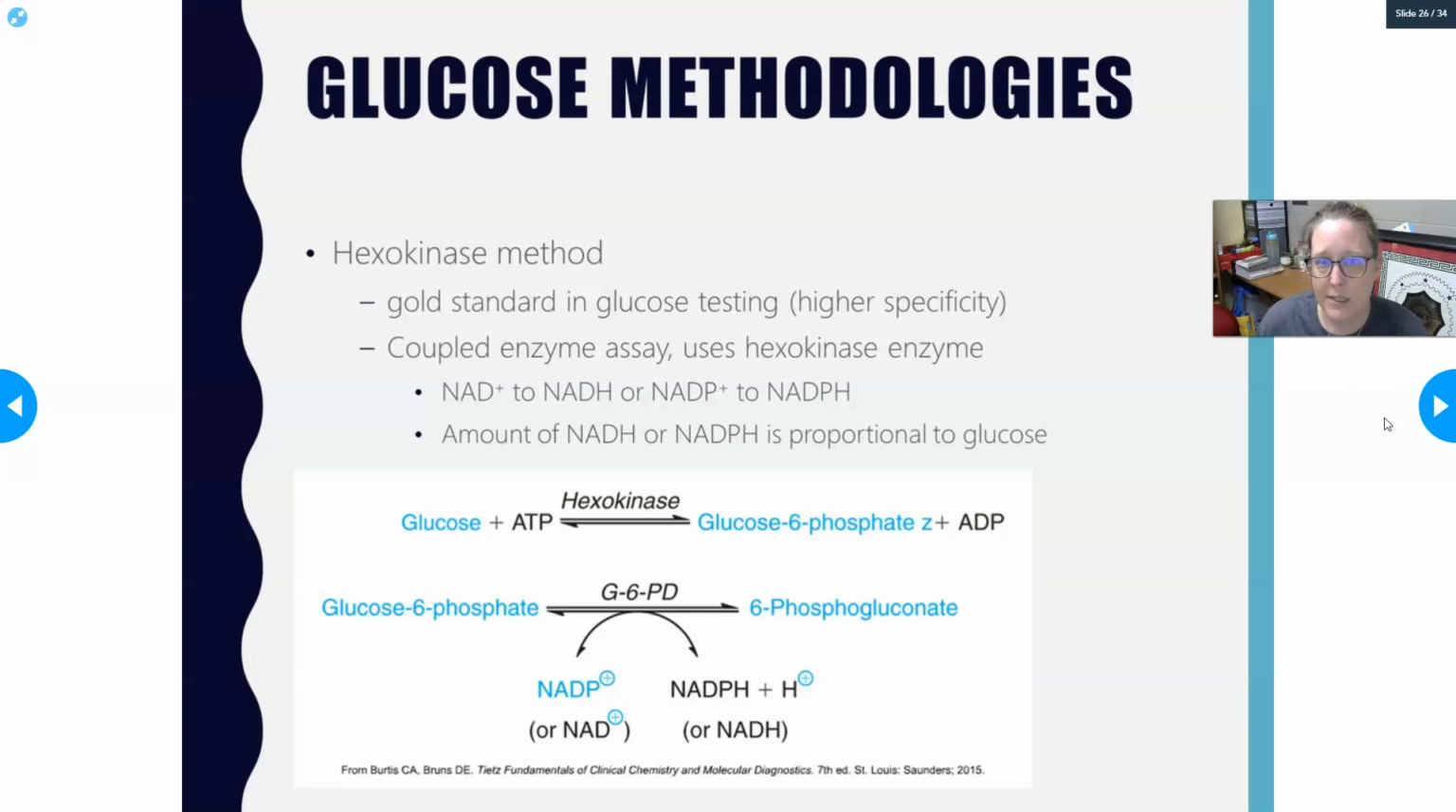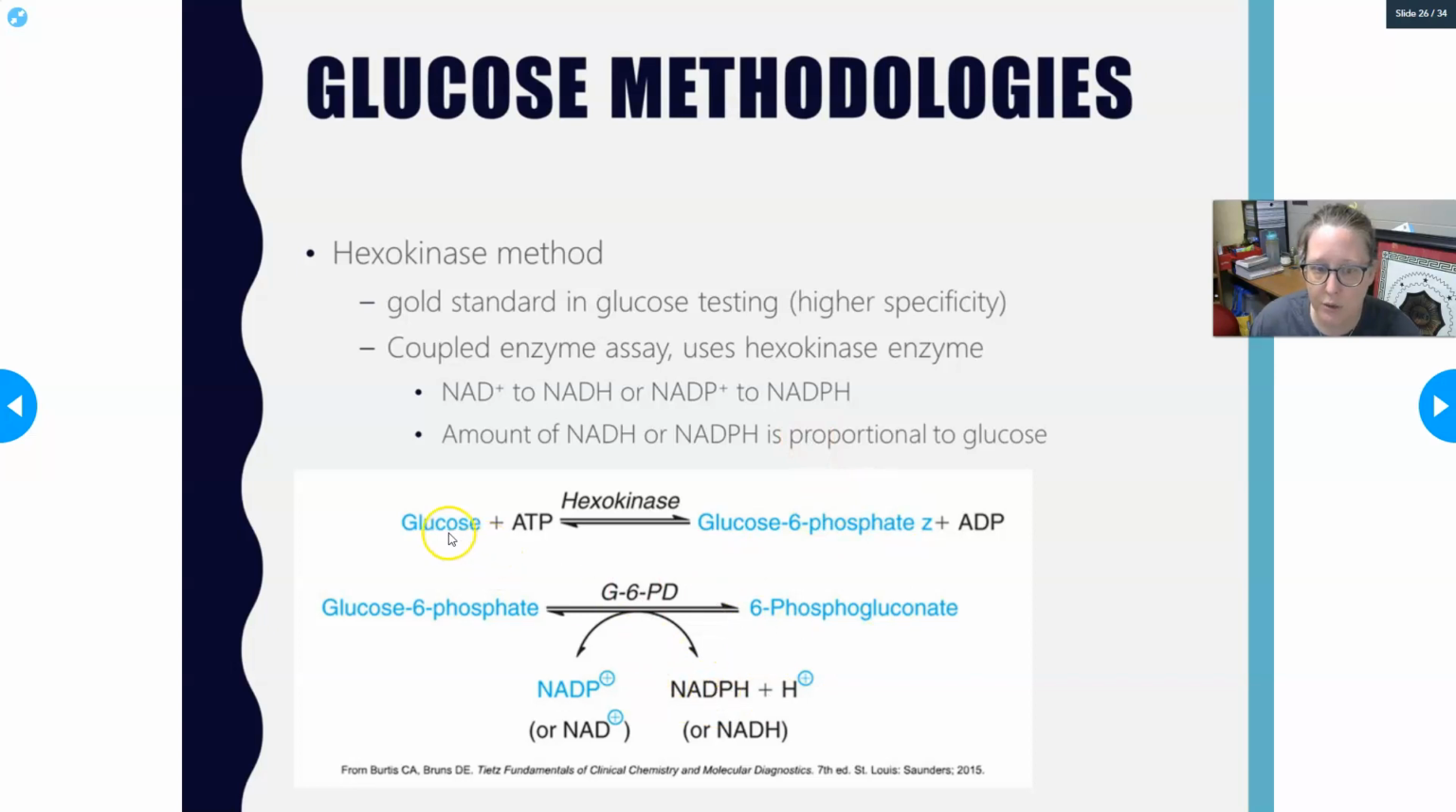So hexokinase is the gold standard in glucose testing. It has higher specificity. The hexokinase method, however, is more expensive. It's a coupled enzyme assay that uses a hexokinase enzyme. That's where the name of the test comes from. It converts NAD to NADH or NADP to NADPH, and that's what's being measured. The amount of NADPH or NADH produced is proportional to the amount of glucose.